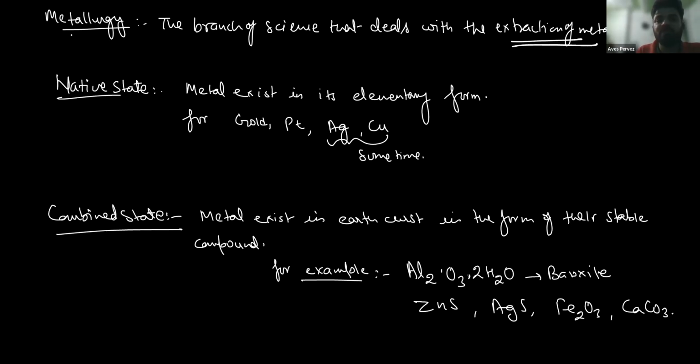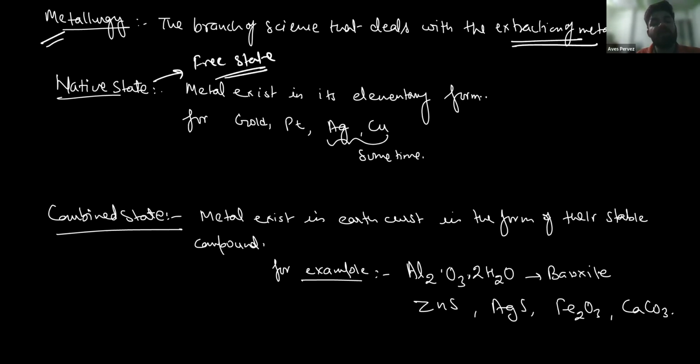Now metals exist in two states. One is the native state, another one is the combined state. The native state, we can also call the free state.